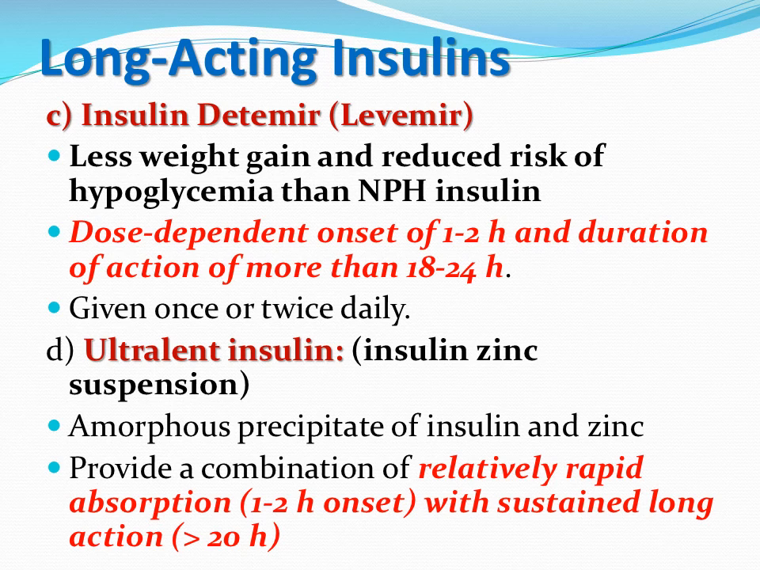The fourth type of long-acting insulin is ultralente insulin, which is insulin zinc suspension. This type of insulin is an amorphous precipitate of insulin and zinc. It provides a combination of relatively rapid absorption, 1 to 2 hours onset, and long duration of action of more than 20 hours.